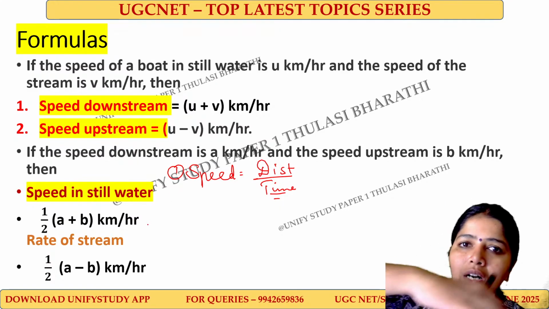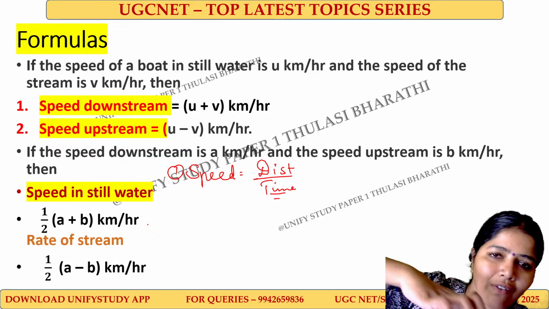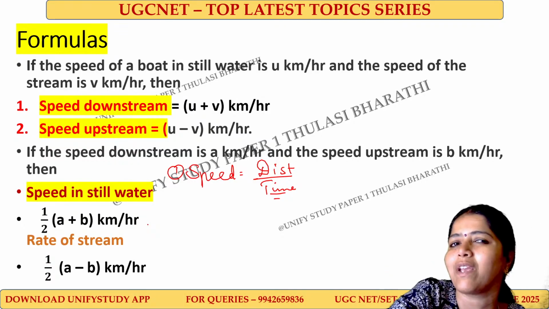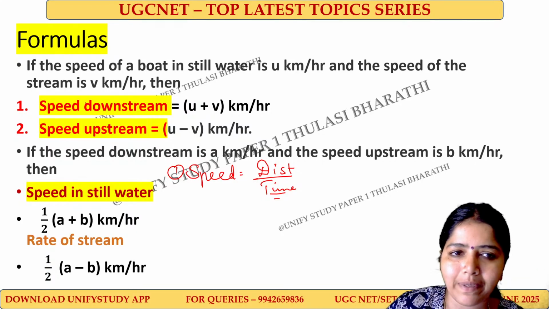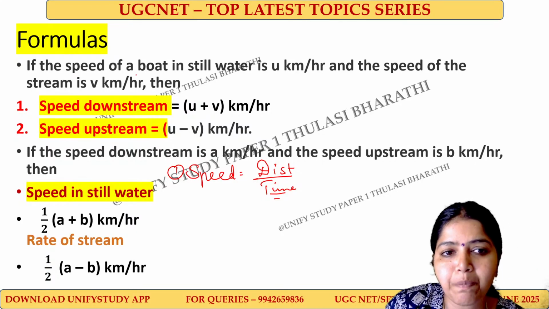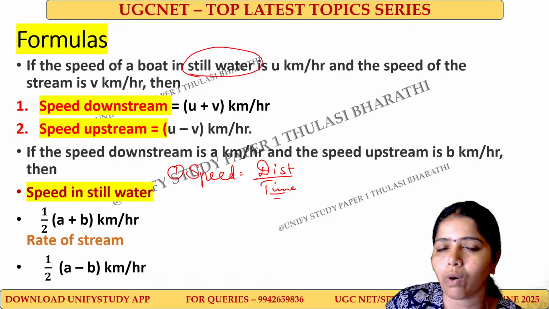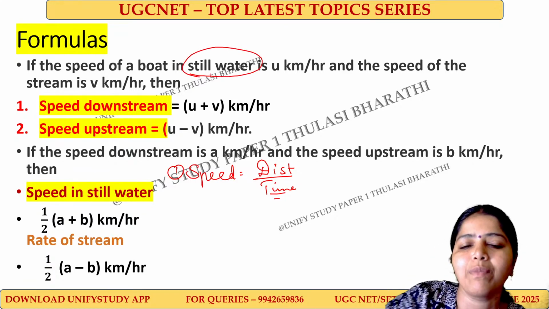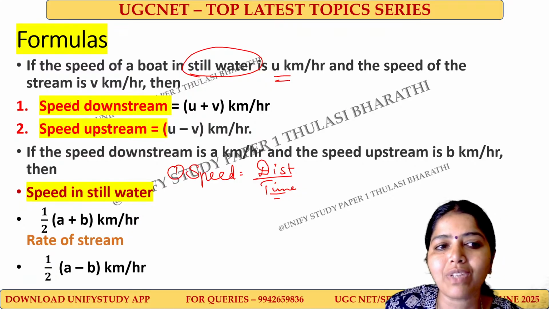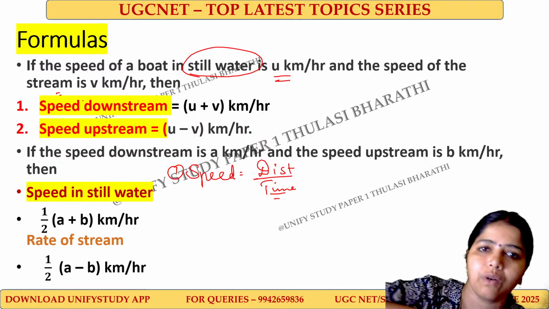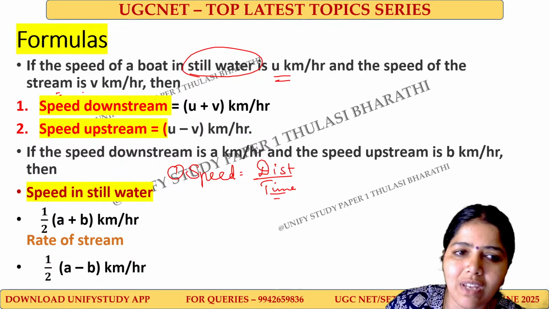sailing through a river, whenever we have a boat sailing through the river, we need to know the speed of the stream and the speed of the boat. These are all the parameters we have to know. If the speed of the boat in still water, where the water is not moving but the boat is moving, is u kilometer per hour, and the speed of the stream, meaning the water flow, is v.